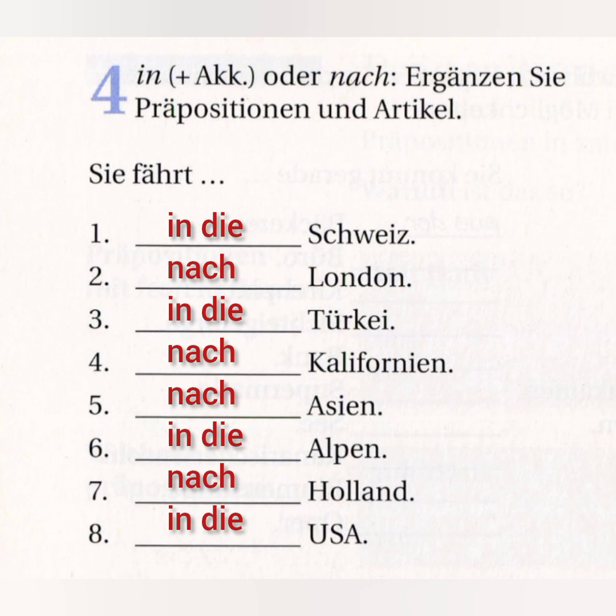Sie fährt nach Asien. Number 6, Alpen. Now, Alpen are the Alps. Normally, it's the Alps, plural, right? What is the Alps?